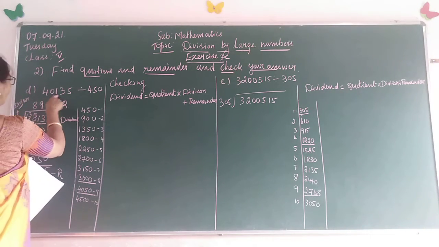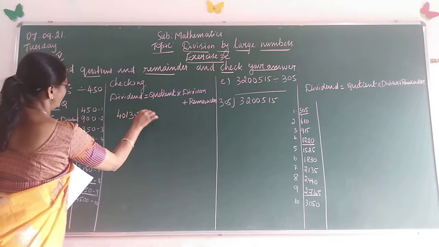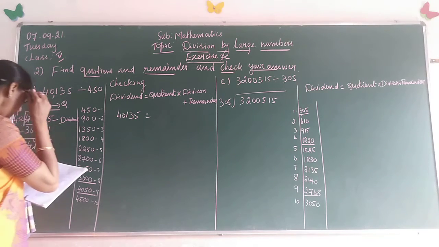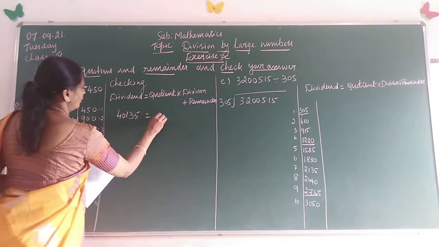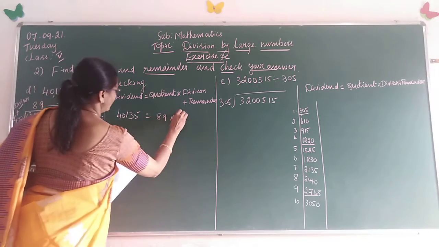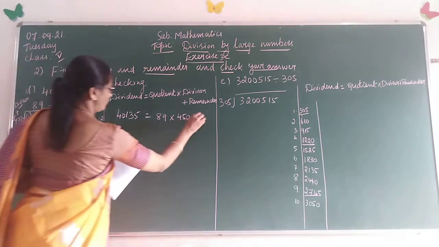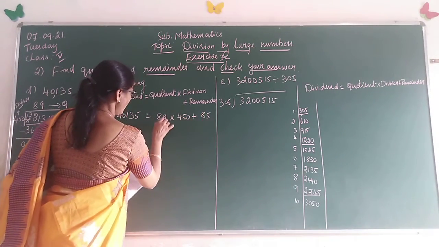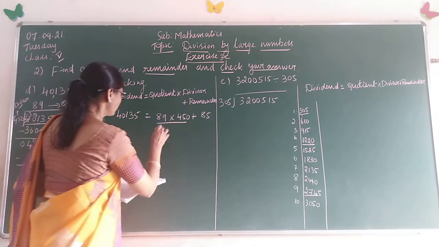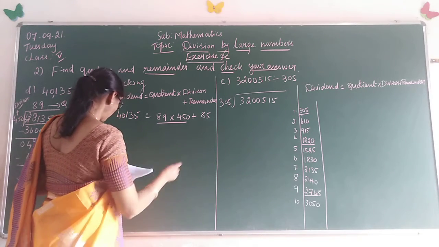Dividend is 40,135. Quotient is how much? Quotient is 89. Divisor is 450, plus remainder is 85. So here again you should do multiplication: 450 into 89. You should do multiplication here.